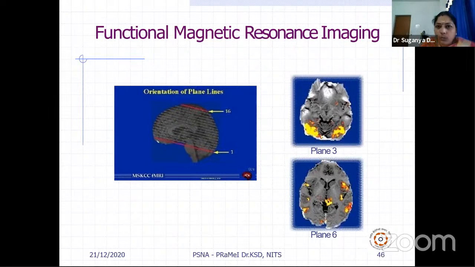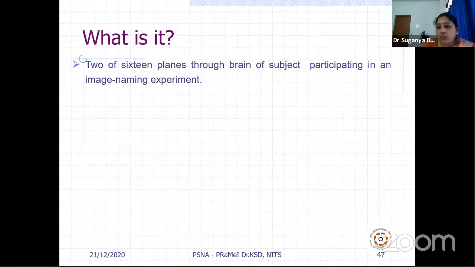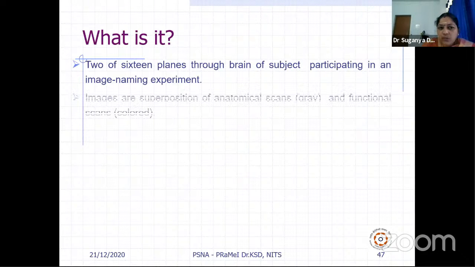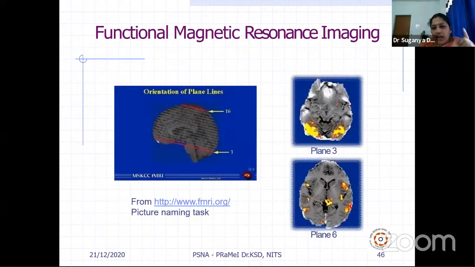Okay, so this is the functional MRI. So 2 of 16 planes, not only one, 2 of 16 planes through the brain of a subject participating in an image naming experiment. So the images are a superposition of anatomical scans, that is the gray, and functional scans, which are colored. So here you can see both things. Color is the functional and simply gray is the structural.